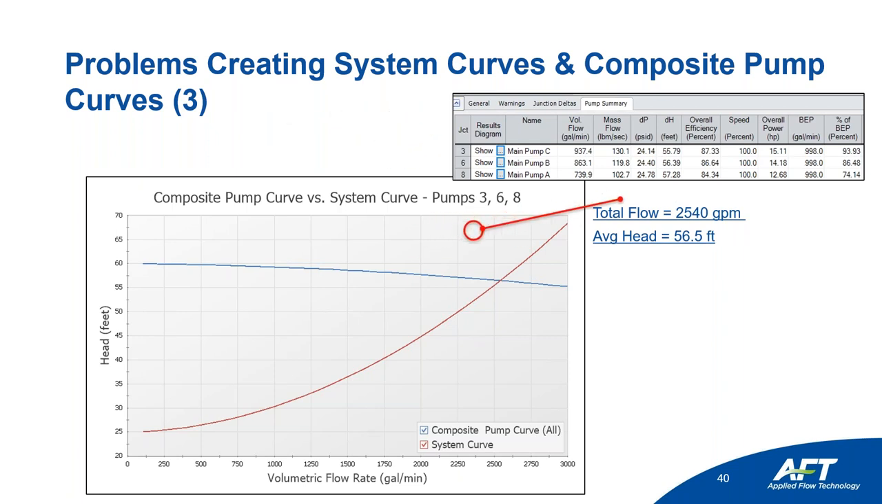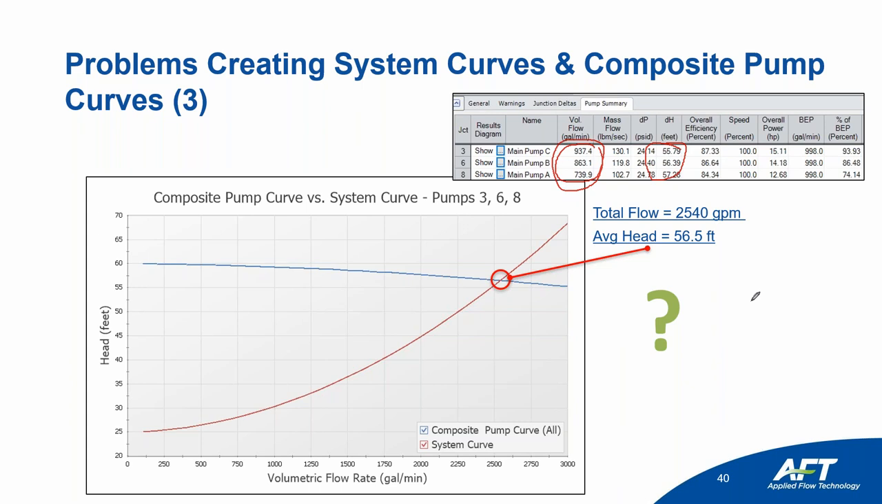So here we have a situation where our so-called operating point is at 2,540 gallons per minute. Well, the average head is 56 and a half feet. This is why this is tricky, because when you have a complicated system with pumps that are different, or you have different suction and discharge piping where it's not the same, these flow rates are going to potentially be very different with very different pump heads. So the idea of a single operating point for a composite pump and system curve like this just does not make sense. And so this is what leads to non-uniqueness and ambiguities in generating the system curve for something like that.